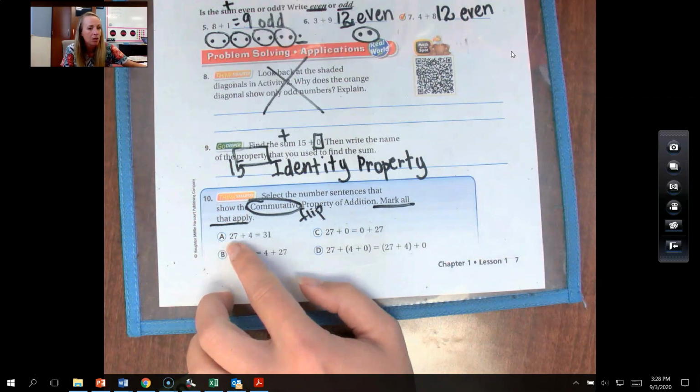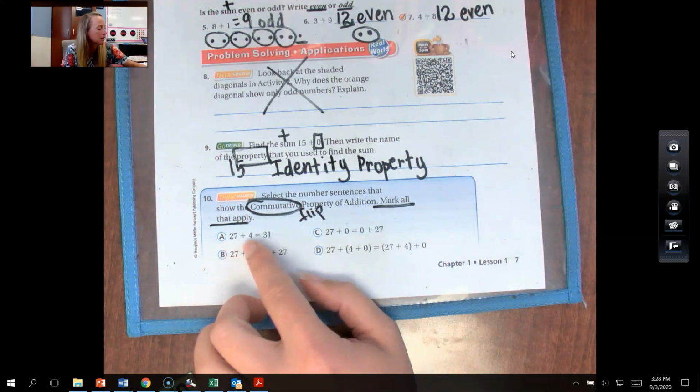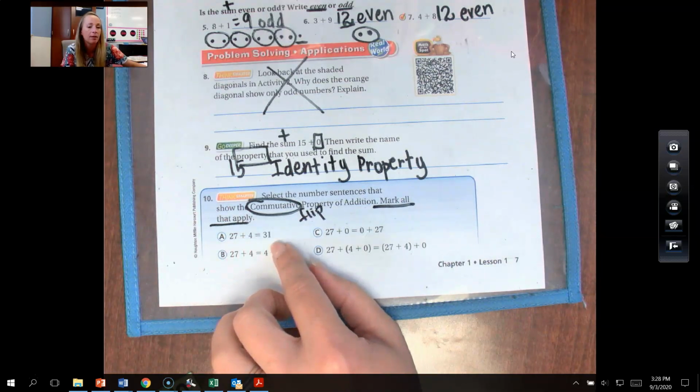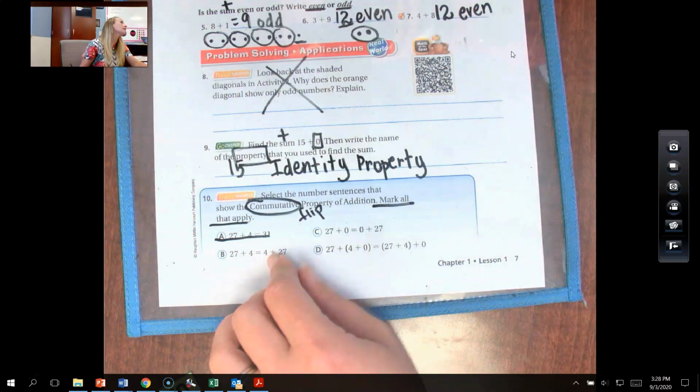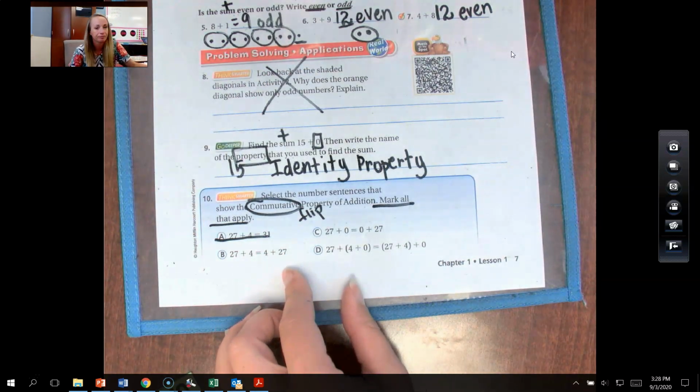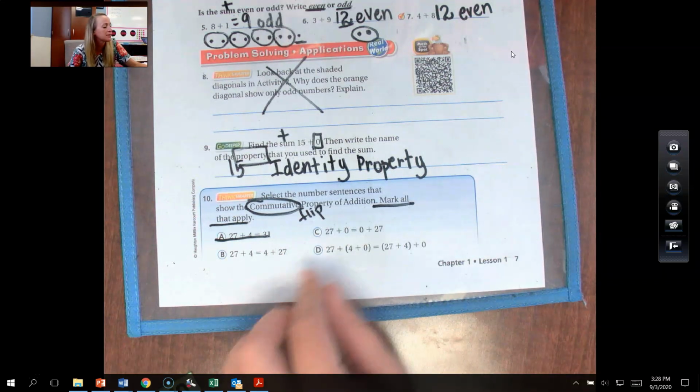Choice A, 27 plus 4 is 31. Were any of the numbers flip-flopped in that problem? No, that's just a regular old addition problem. So choice A is not correct. Let's look at choice B.